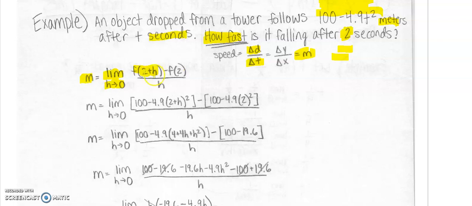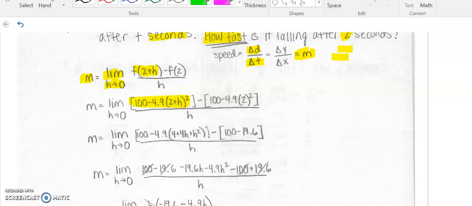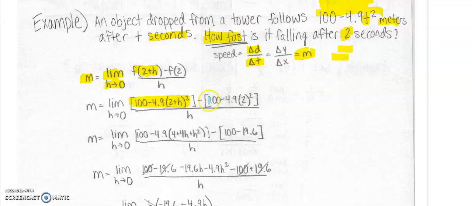So this 2 plus h is going to go back all the way up here and get plugged into the t for t squared. So that's what this step is, 100 minus 4.9. And then the 2 plus h is right here, plugged in for t. All right. Minus f of 2, the second component of it, the 2 right here gets plugged in for t in this same equation. So it's 100 minus 4.9 times 2 squared.